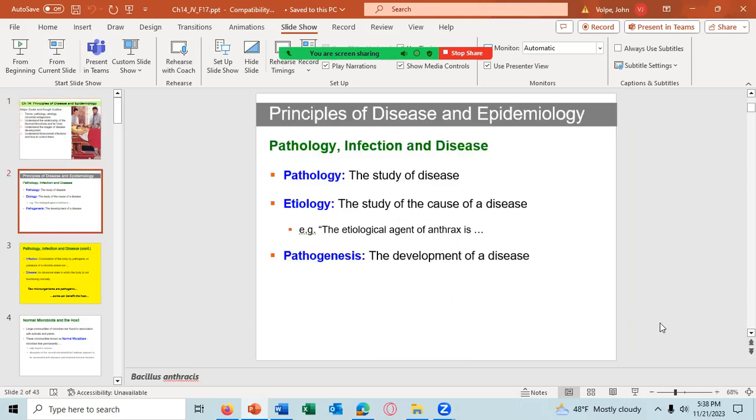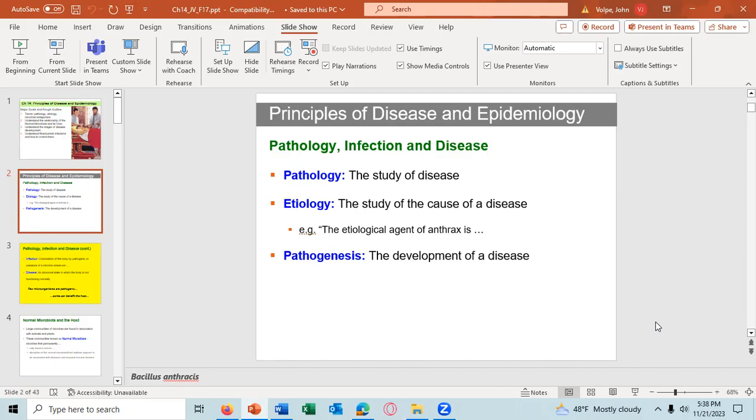Some terms you need to know: pathology, infection, and disease. Pathology is the study of disease. Etiology, the study of the cause of a disease. For example, the etiological agent of the disease anthrax is Bacillus anthracis. And we've talked about that before because this is the first disease where Dr. Koch showed that this disease was caused by a microbe. Any question about any of that?